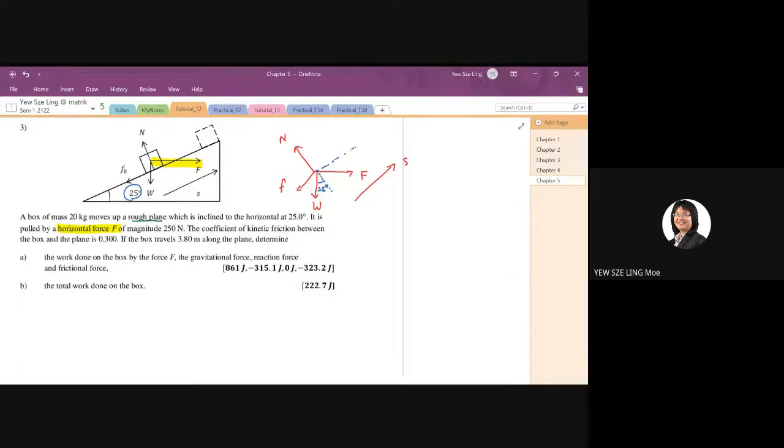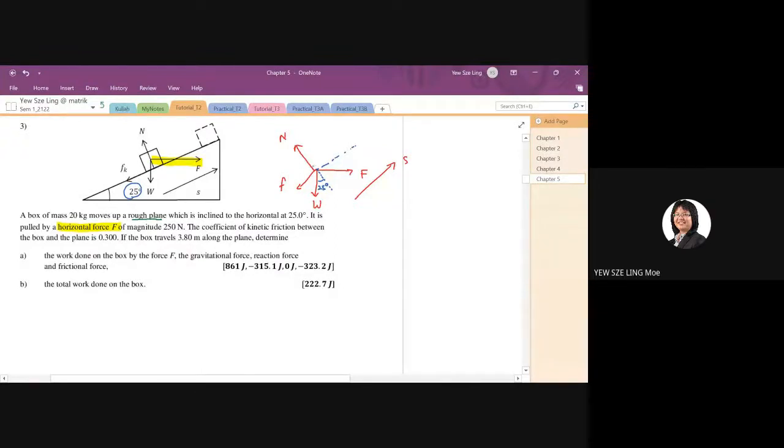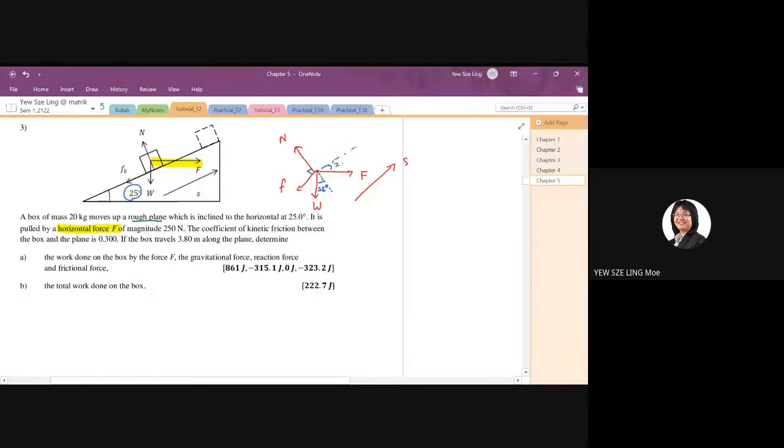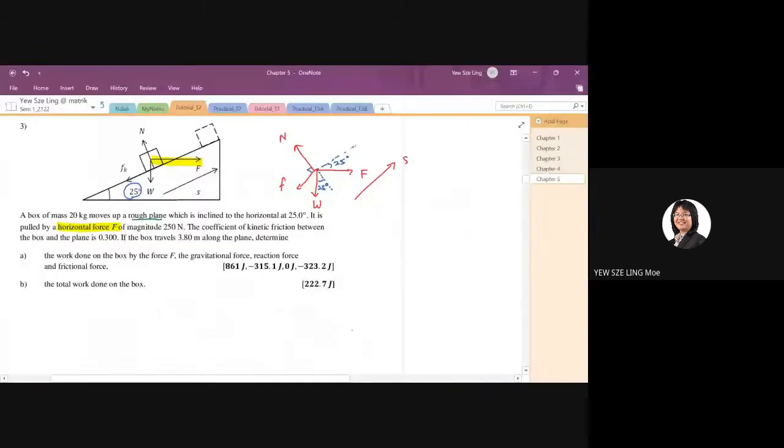What other angles do I have? This is a 90 degree. So if W and the external force are at 90 degrees, it means the 25 degree is here. It's located beside the x-axis for the force F, the external horizontal force.